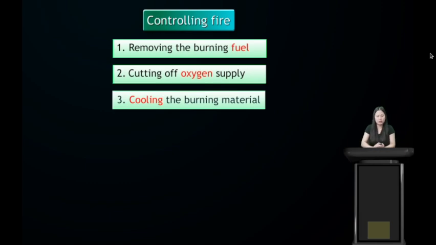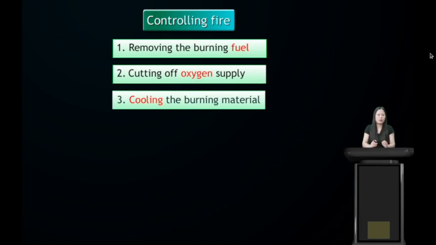Okay, so we have discussed four types of combustion: rapid combustion, spontaneous combustion, explosion, and slow combustion. Remember students, in spontaneous combustion there is no supply of external heat, and in explosion loud sounds are produced. It is due to rapid expansion of gases. So these are the different types of combustion.